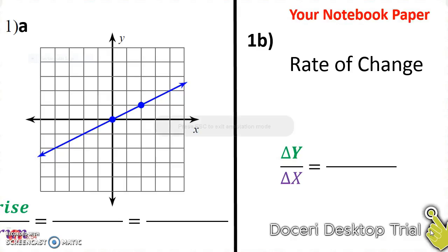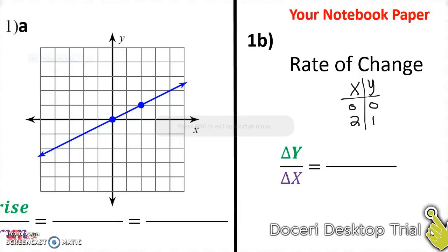So let's use the same two ordered pairs that we used when we did it graphically, but we're going to put them in a table. So I've got an XY table. I have ordered pair 0, 0 and ordered pair 2, 1. I want to look at the ratio of the change in y over the change in x.